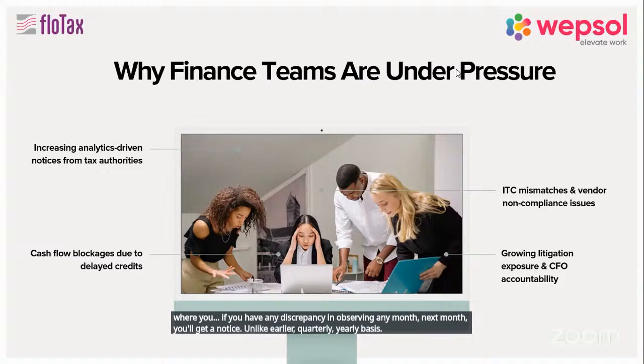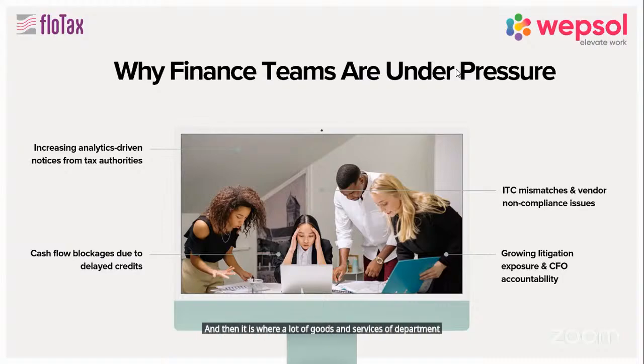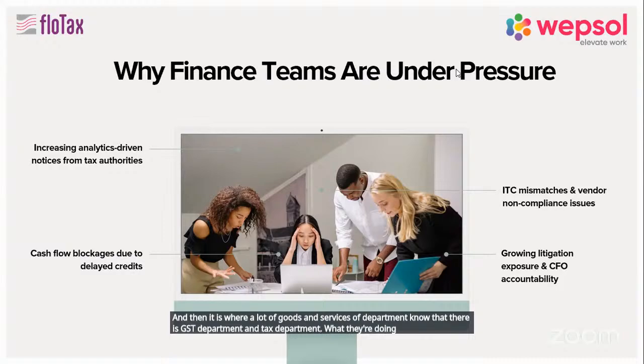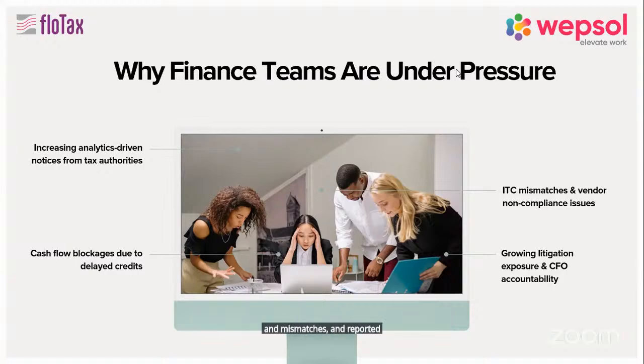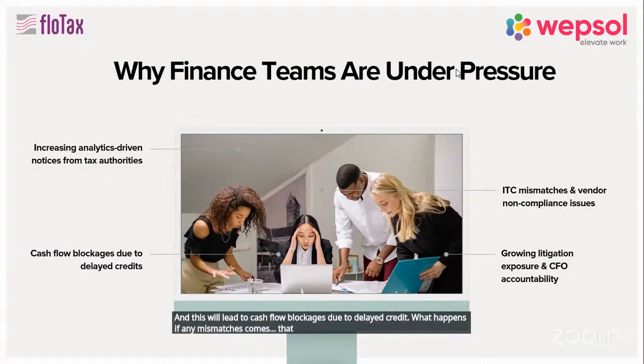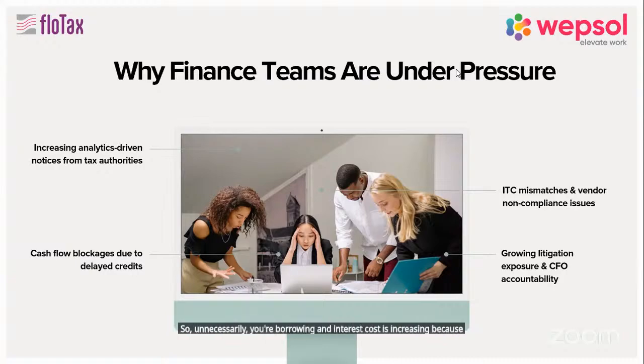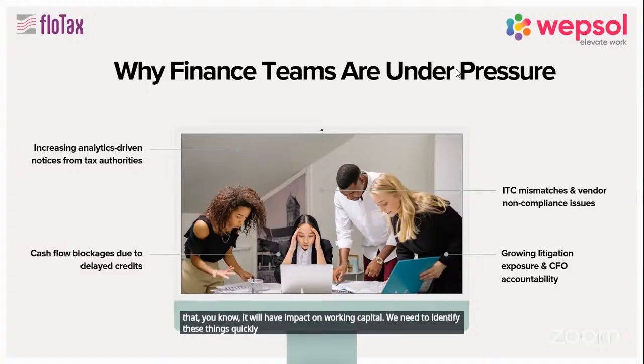And then it is the Goods and Services department now, that is the GST department and tax department. What they're doing is using transaction-level data to automatically detect defects and mismatches in reported sales or tax credits or unusual patterns. And this will lead to cash flow blockages due to delayed credits. What happens if any mismatch comes is that by the time you identify and reconcile it, it will have an impact on your cash flow. You have to borrow more to meet your working capital. So your borrowing and interest cost unnecessarily increase because of our internal failures. We can plug this when invoices are not properly matched or a vendor fails to report transactions, as it will have an impact on working capital. We need to identify these things quickly and then report to the management.